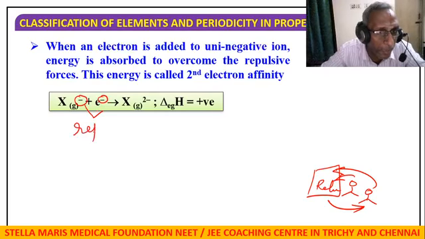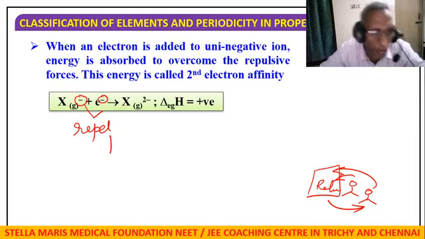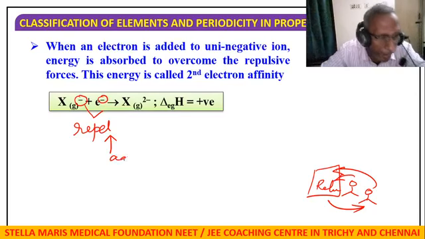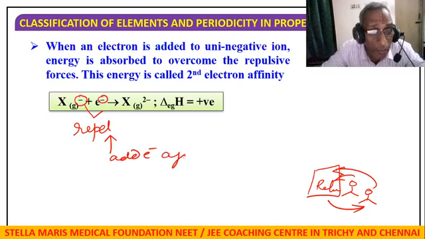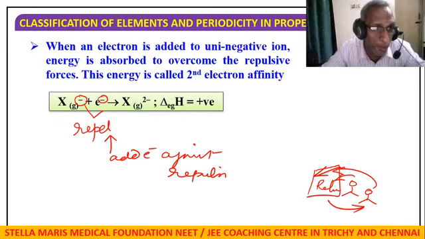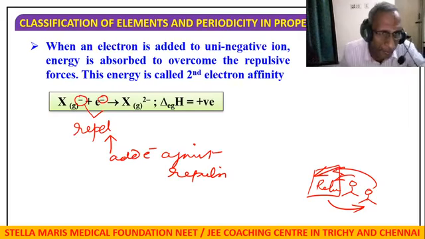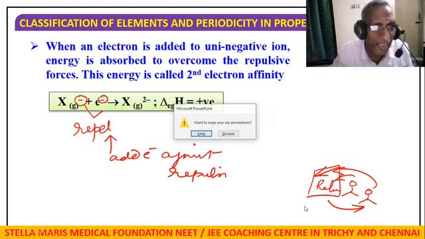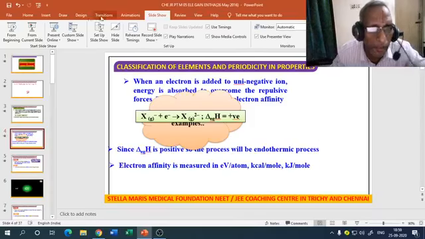Like charges repel each other. So you have to add the electron against the repulsive force, like pushing a man into a room. In order to push a man into a room who is not accepting, you have to spend energy. Here also we have to spend energy. So it is endothermic. So the second electron gain process is endothermic.